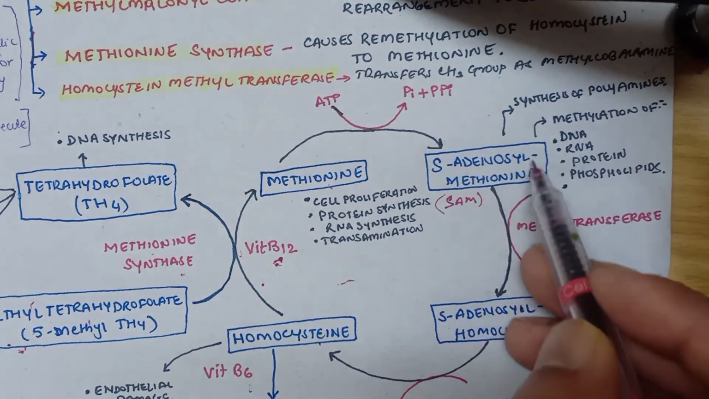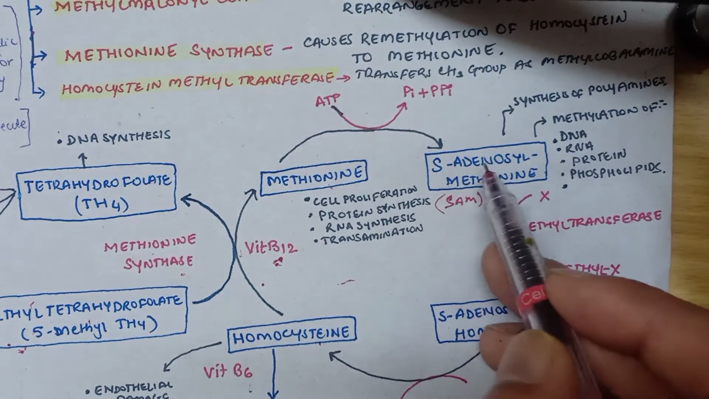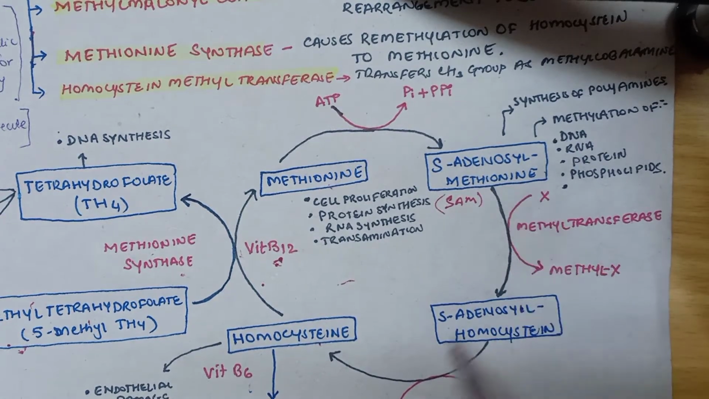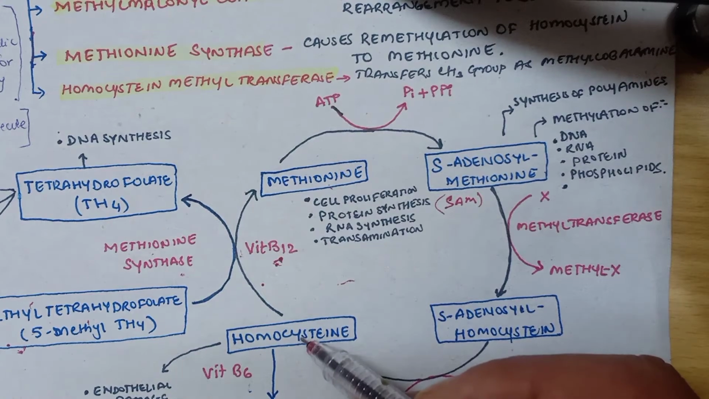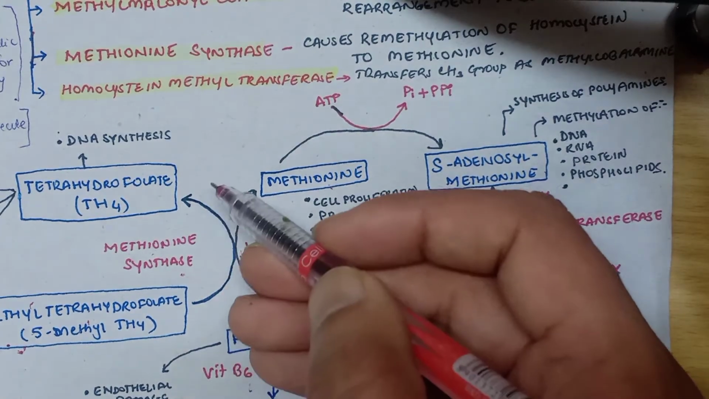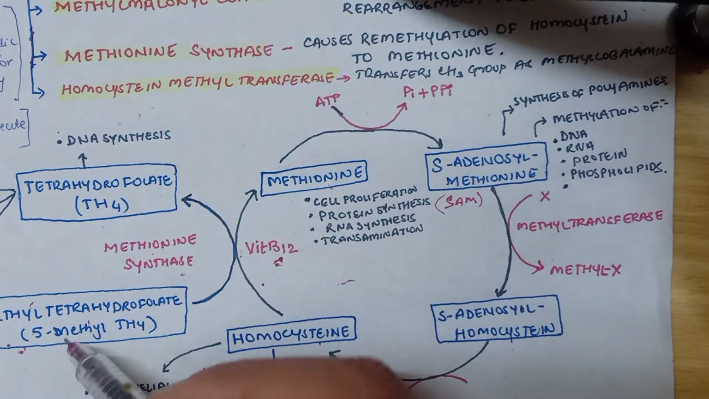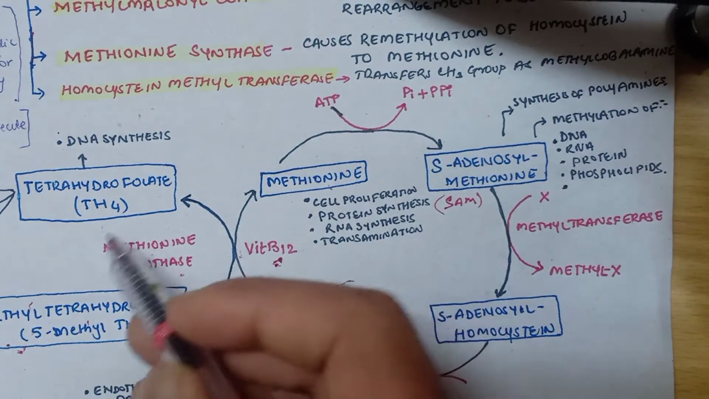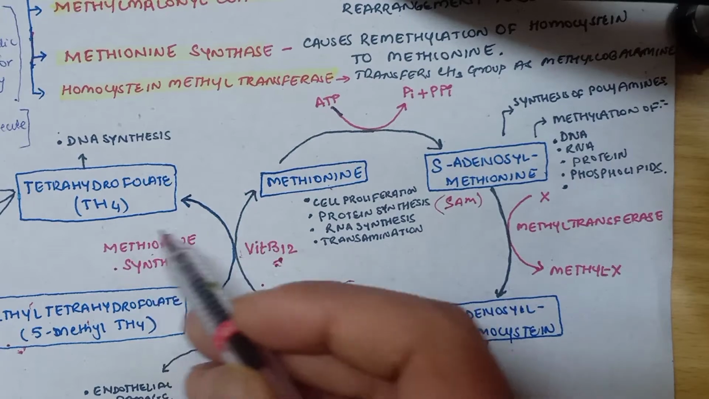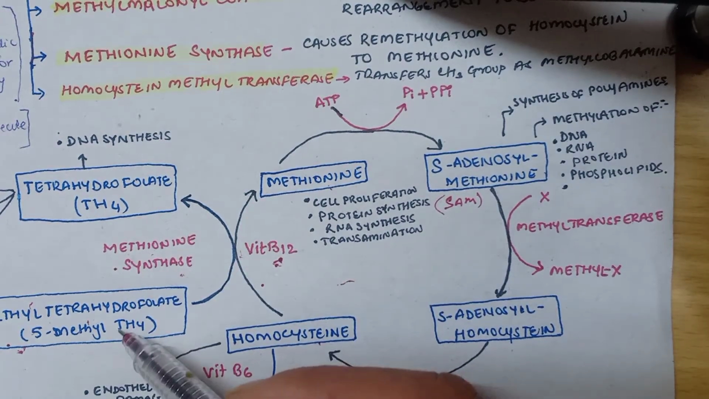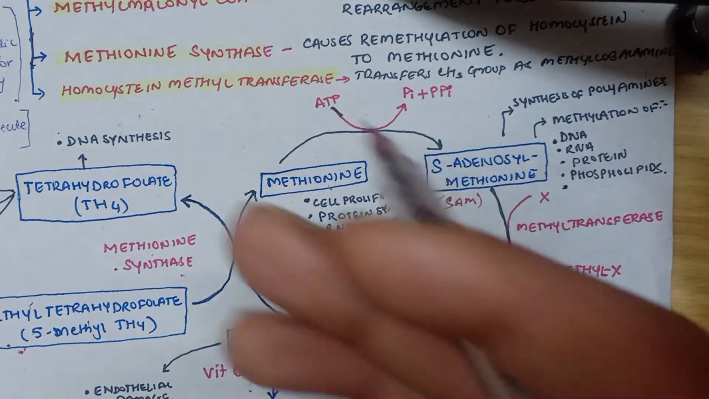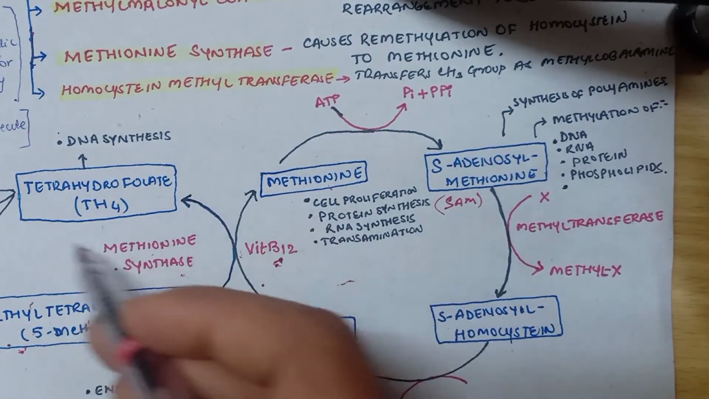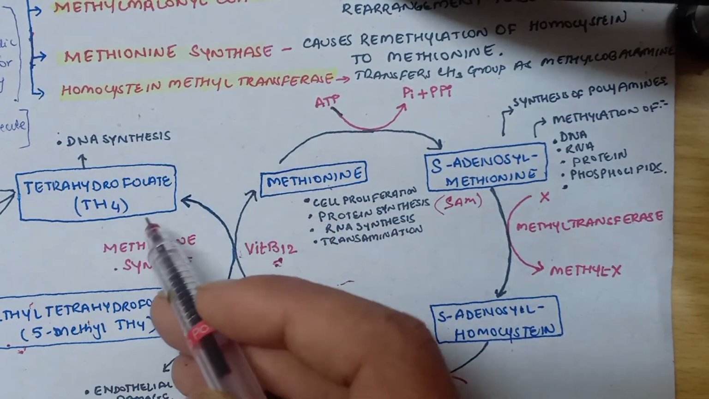When acting as a methyl donor, S-adenosyl methionine forms homocysteine, which may be remethylated by methylene tetrahydrofolate catalyzed by methionine synthase. Methionine synthase uses 5-methyl tetrahydrofolate as a substrate. Thus, indirectly, it helps in maintaining the level of tetrahydrofolate.